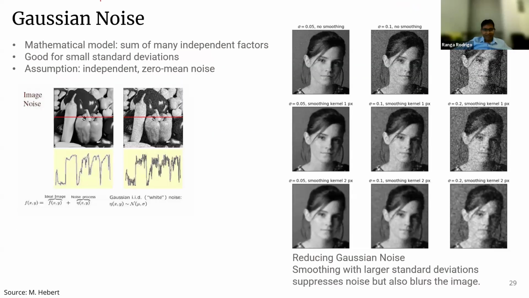Okay, another concept is the Gaussian noise, the amount of noise, and the size of the filtering kernel that you need. The mathematical model: noise is the sum of many independent factors, which is good for a small standard deviation assumption, independent zero mean noise. For example, if you take a scan line along this image and plot it, and you have a small amount of noise, you don't see that noise in the scan line. Each amplitude is seen as a height; a bright area is a height. When you add more noise, you can see a lot of variation in the signal.